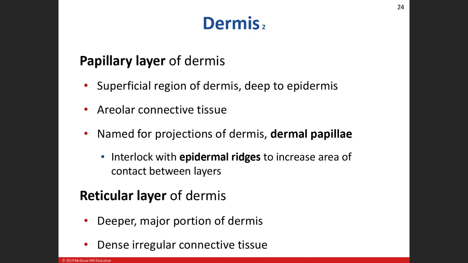So the predominant type of connective tissue in the papillary layer is areolar. That's a loose connective tissue. And one of the characteristics about loose connective tissue is that it has a lot of ground substance.